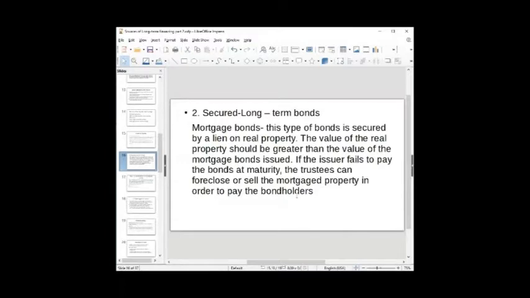So if the issuer fails to pay the bonds at maturity, the trustee can foreclose or sell the mortgage property in order to pay the bondholders. If there's no trustee in that bond, the bondholder can proceed with the selling of that mortgage property to get his investment from the bond.